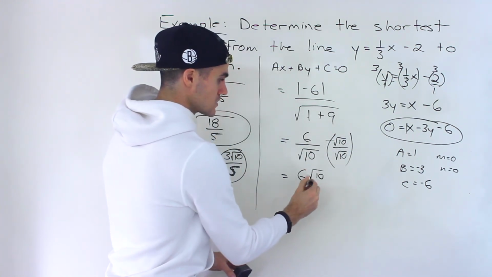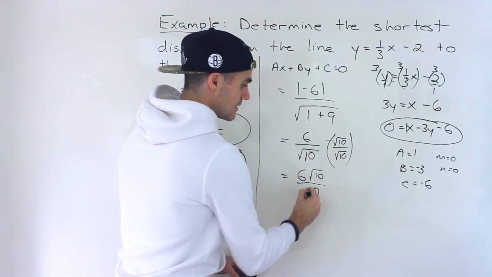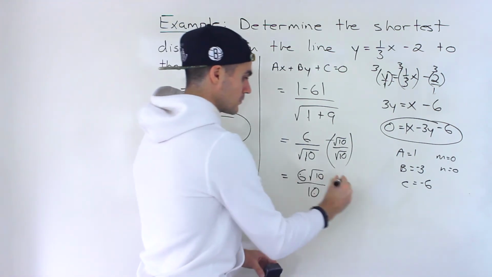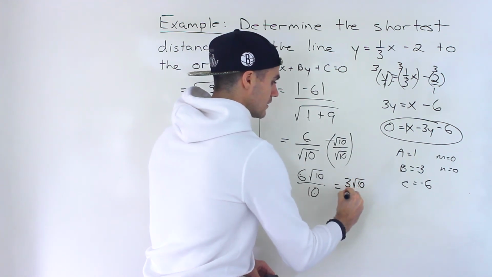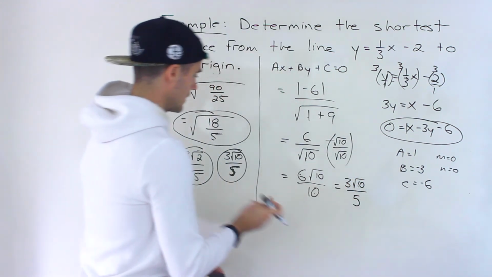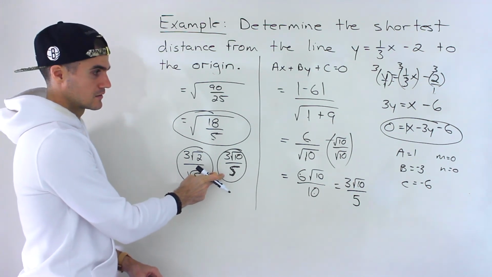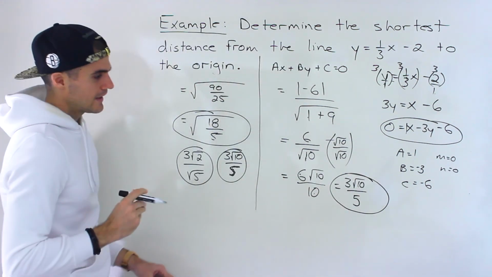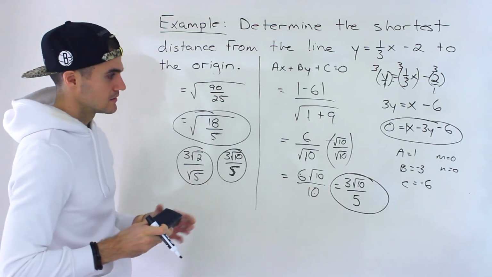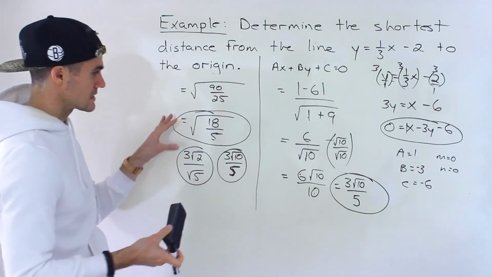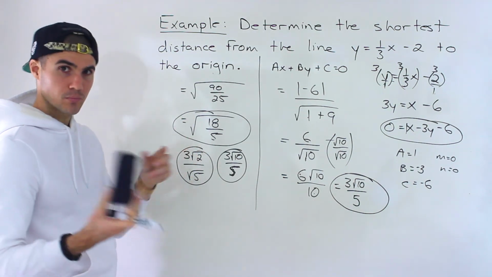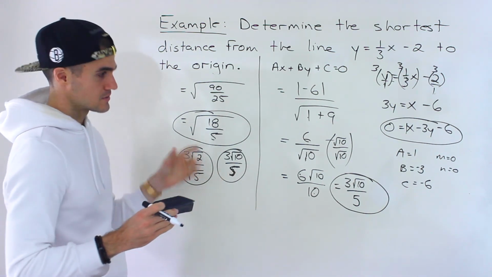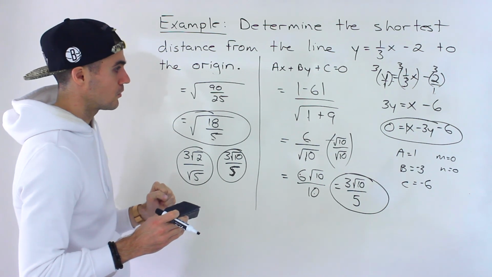So we'd end up with 6 root 10, since 6 times root 10 is 6 root 10. And then root 10 times root 10 is just 10. And then notice the 6 over 10 simplifies to 3 over 5. So we'd end up with 3 root 10 over 5. And notice that's that right there. Again, you might not be expected to know how to work with these exact values in your particular grade or class, but you may be expected to. So that's why I wanted to go over it.